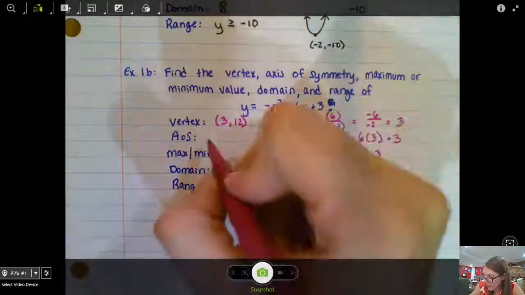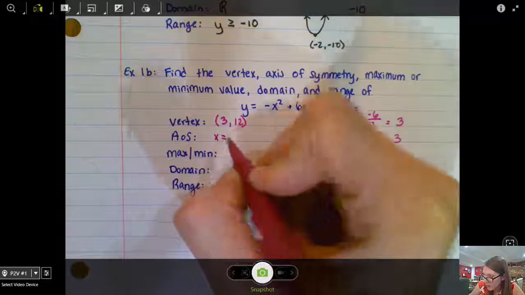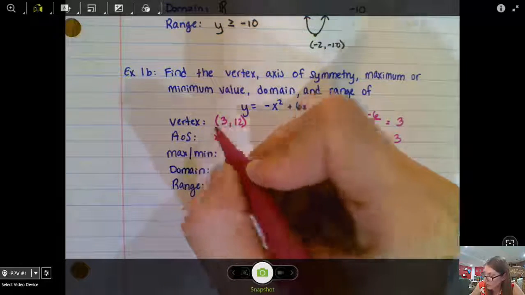Axis of symmetry, remember that's my vertical line, so it's x equals the x-coordinate of my vertex.